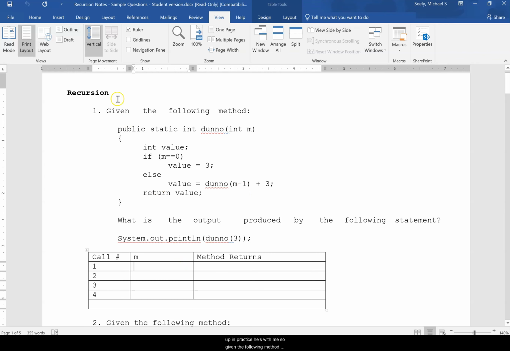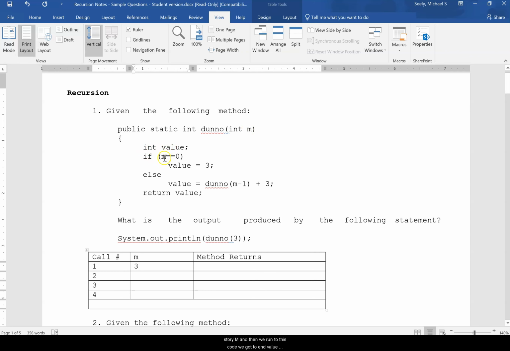So given the following method, we've got a doKnow method with information in it. What is the output produced by the following statement? And we call the doKnow method and pass 3 to it. So recursion is kind of like loops. You basically call the method over and over again. So look at this. We have this 3. So m is 3 right here. 3 is stored in m. And then we run through this code.